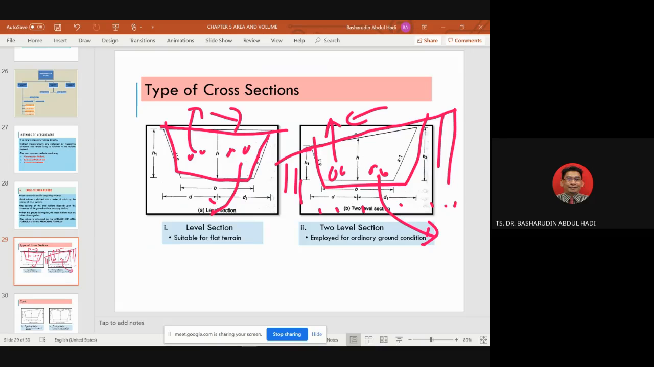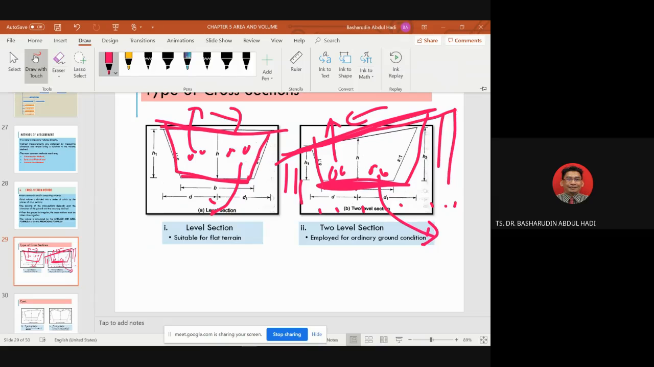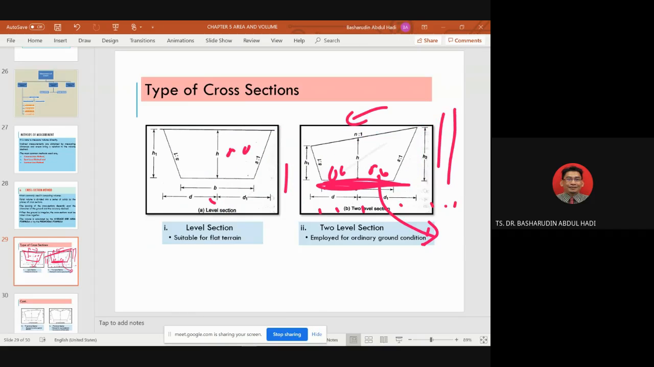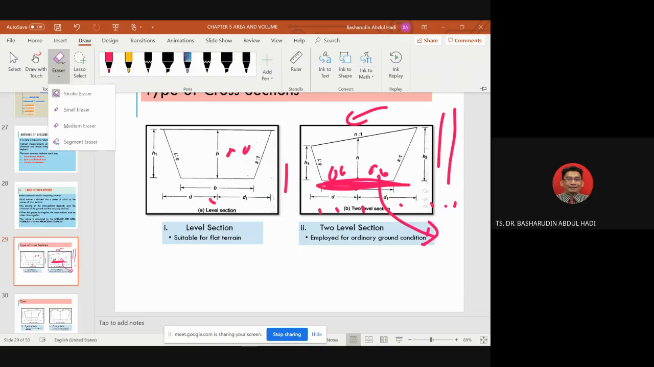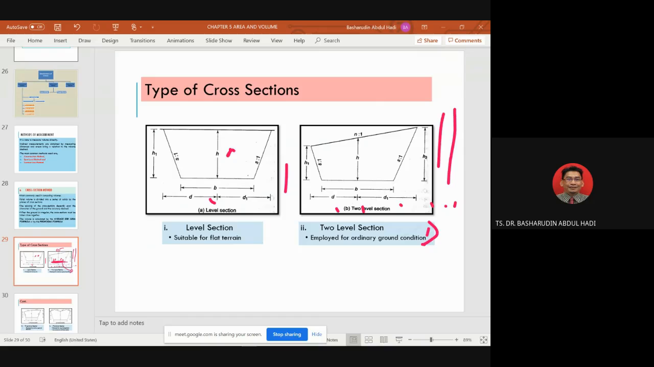This is something like, no, it's a level section. It means this is your road and your purpose. This one is your proposed road, and this one is your original. This is a type of cross section. If I erase it like this, you can see the terminology. You must understand this terminology very well, because sometimes it gives you the calculation of volume.